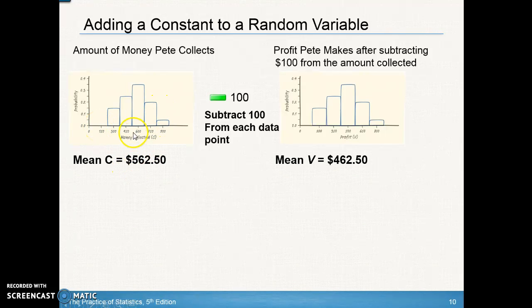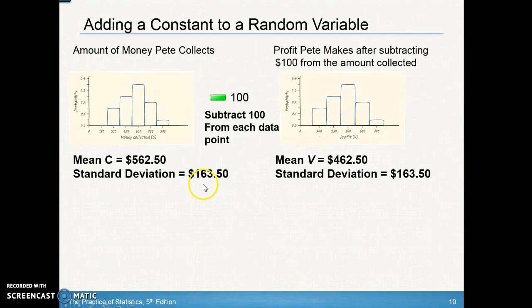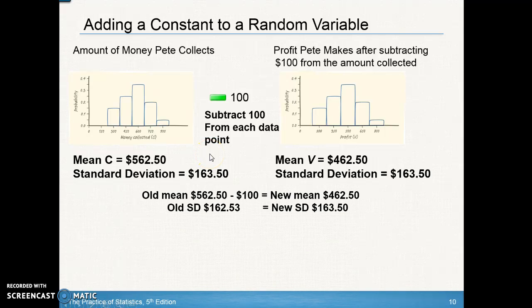The mean then was 562.50. Since I moved it down my number line, the new mean is also going to move down the number line, which makes it 462.50. But take a look at the standard deviation. The standard deviation is still the same. Well, why is it still the same? I'm not changing how far spread out the data is. I'm physically just taking this, moving it down the number line, and plopping it back. The spread has not changed at all.